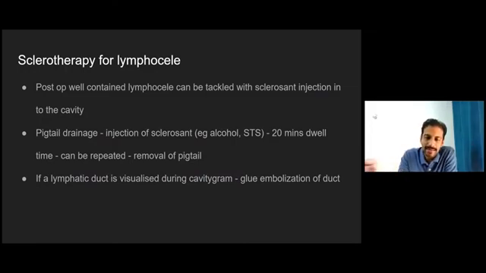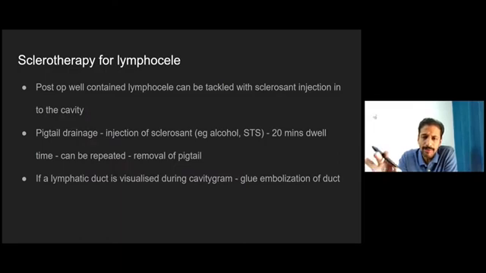We put a pigtail catheter, drain the lymph out, and do a cavitygram to see the shape and other findings. We inject sclerosant, either alcohol, STS, or betadine, into the lymphocele cavity, and we give a dwell time of around 20 minutes, so that the entire lymphocele wall gets obliterated. Even if there is a feeder from a lymphatic channel, that would also eventually get obliterated. This procedure can be repeated multiple times, and eventually, when the output of the collection is less than 10 ml per day, the pigtail can be removed and the patient gets better.